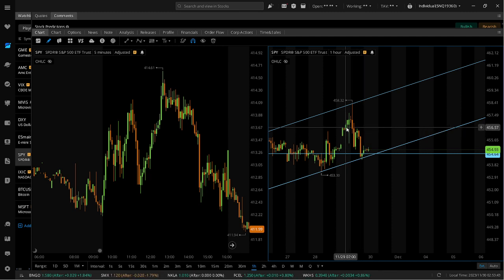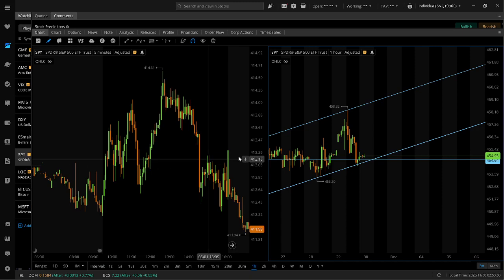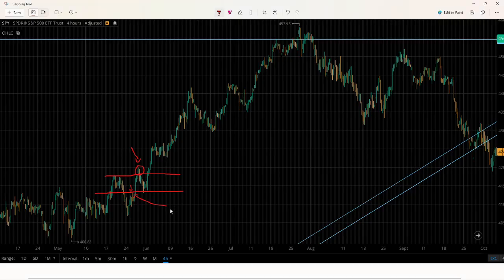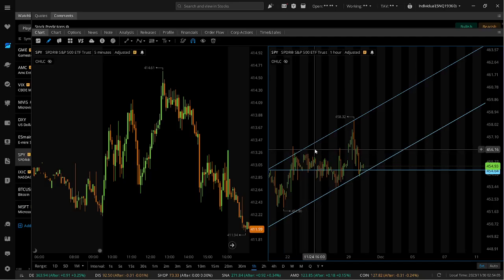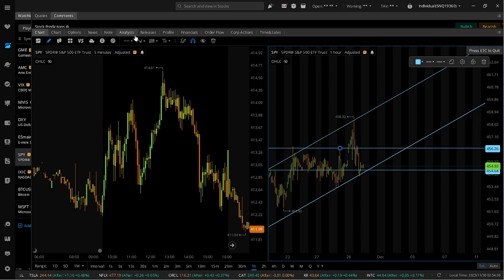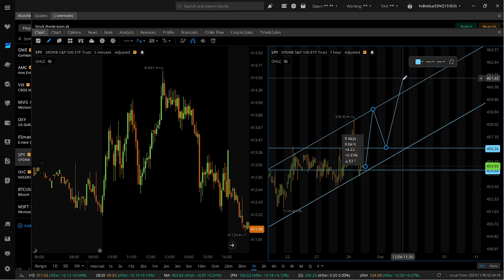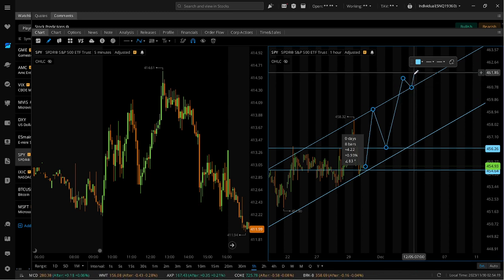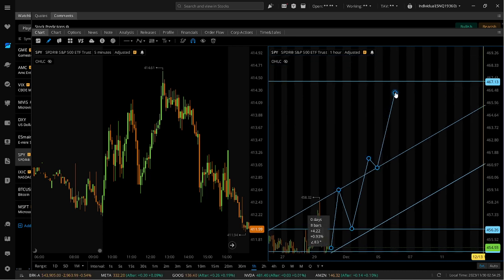That's what's wild about this. Let's just think about it literally. If we think about it literally, this is where I think it would come down to. It would just do this, hit the middle, and then break above this trend and just keep going. And that's how I see it.